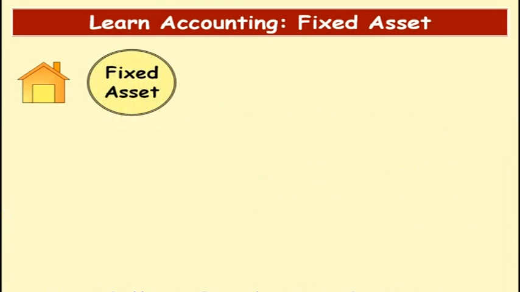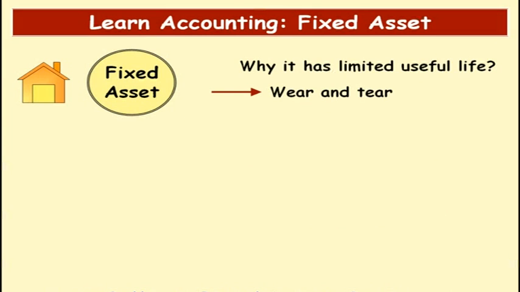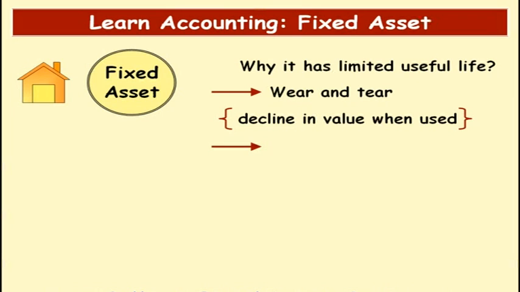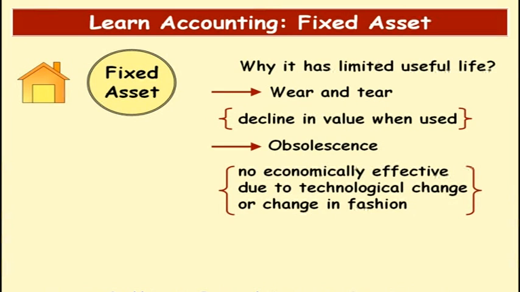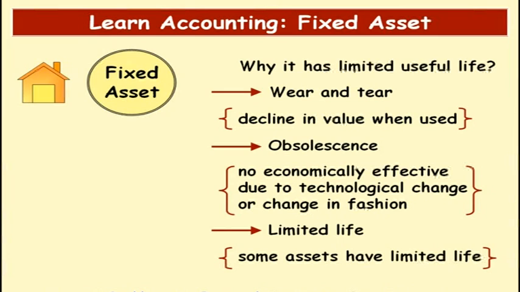And the question is why this useful life is limited. The reasons might be different. First of all, of course, the asset wears and tears. This is a decline in value of the asset when it is used in the activities of the business. The other reason can be obsolescence. The asset can be new, however not economically efficient, or due to technological changes, it cannot be used anymore in the activities of the business. And also limited life. Some assets just have limited life.